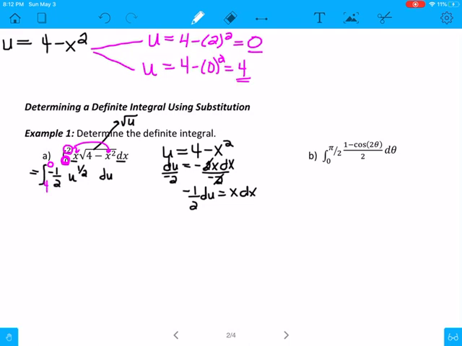So that's the only extra step you have. You have to find the new numbers to go on your integral symbol, filling them into the u. That's it. That's the extra step. Now we're just going to use the fundamental theorem of calculus. So it's all the same steps, but you need to remember to find out those numbers.